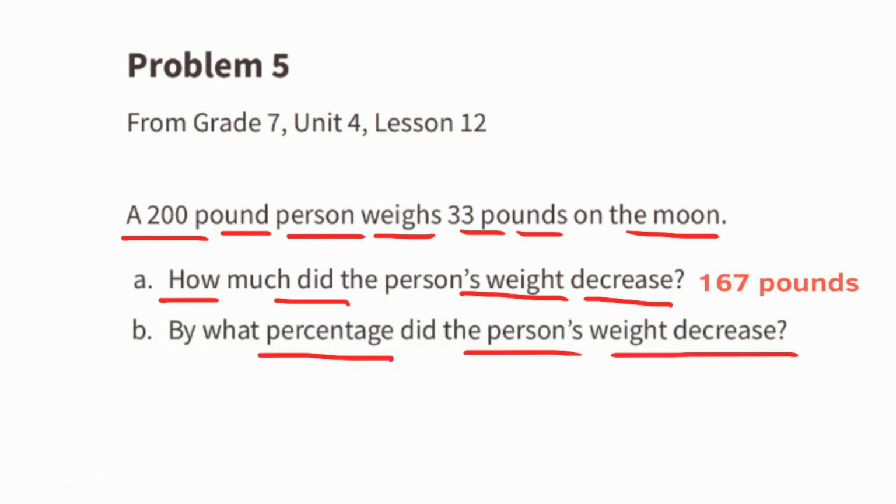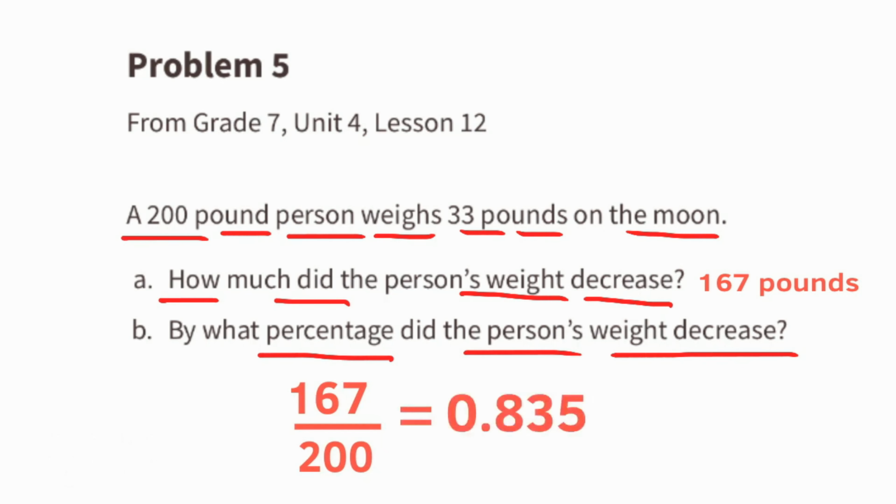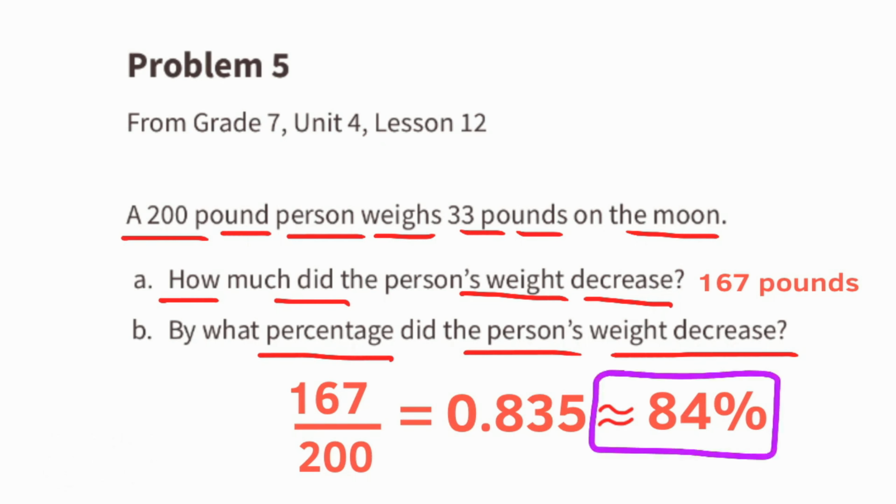B. By what percentage did the person's weight decrease? The amount decreased divided by the original amount. That's 167 divided by 200. 0.835. That's approximately 84%. The person's weight decreased approximately 84%.